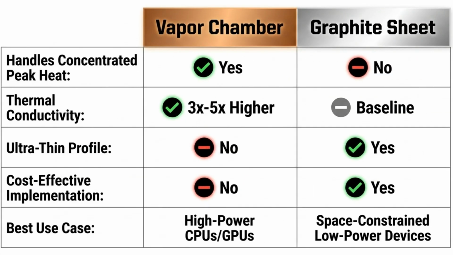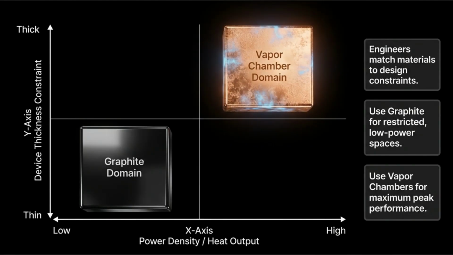Vapor chambers handle concentrated peak heat and have 3x to 5x higher thermal conductivity, making them best for high-power CPUs and GPUs. Graphite is better for cost-effective, ultra-thin, and space-constrained low-power devices. The choice depends on device thickness constraints and heat output.